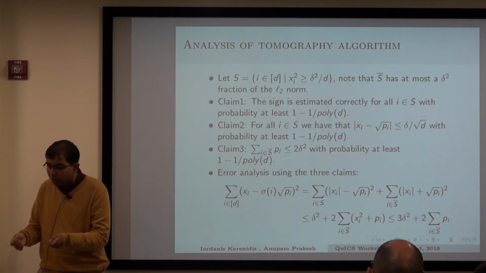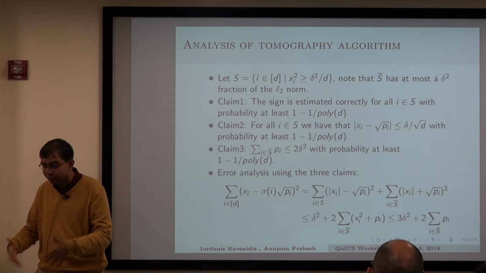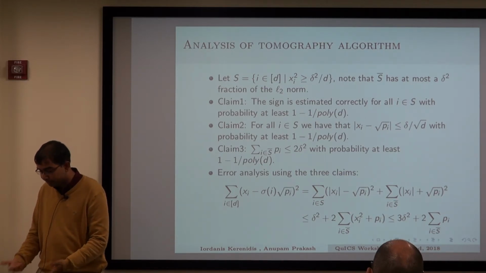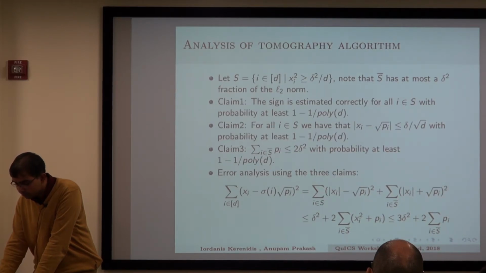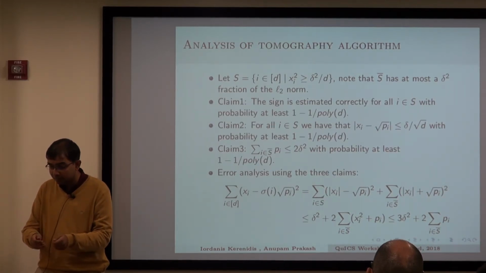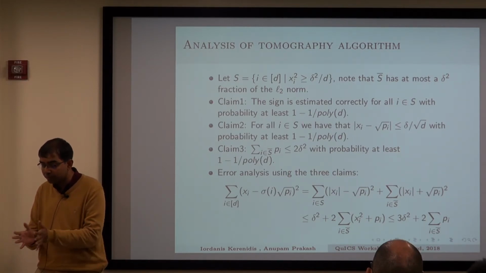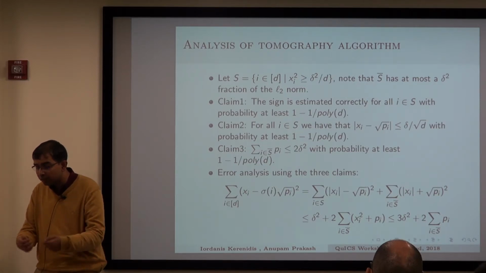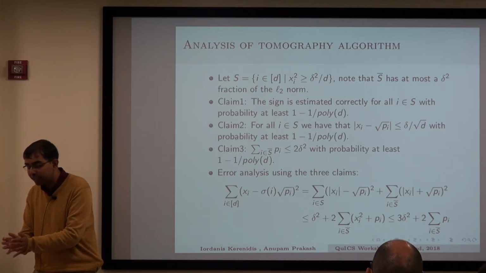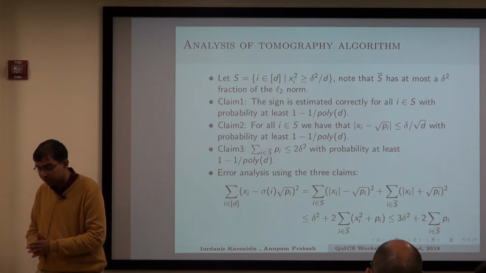So let me say a bit about the analysis, how it goes. If one does a straightforward analysis, it's easy to get a d log d over delta to the fourth algorithm. So let S be the set of the large coordinates. They are all the coordinates i in [d] so that x_i squared is bigger than delta squared over d. S is chosen this way so that the complement of S has a very small fraction of the L2 norm. So S bar has delta squared fraction of the L2 norm.